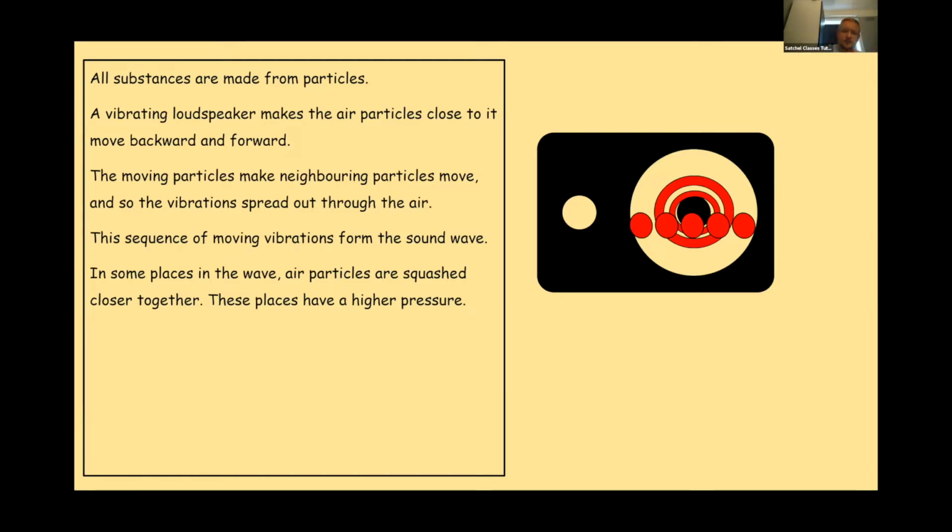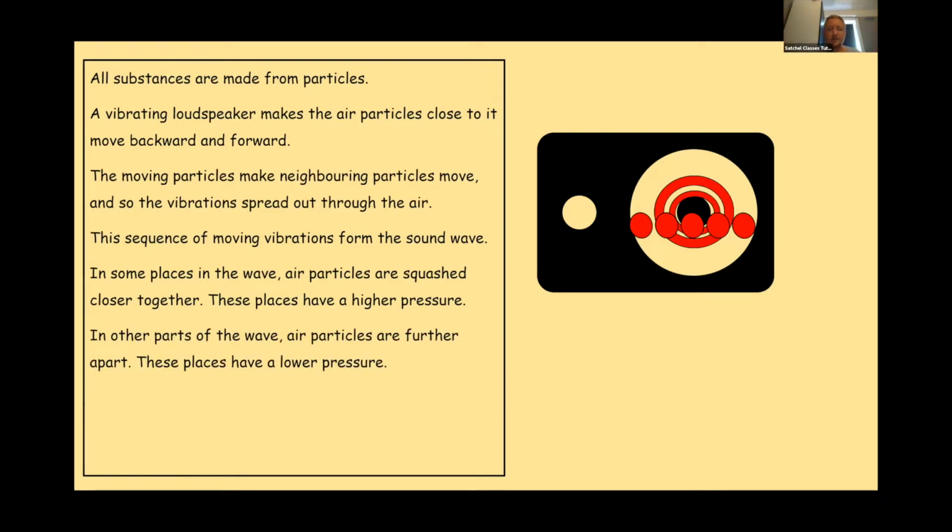Now, in some places in the wave, air particles are squashed closer together. That's because some are moving forward as some are moving back. Where they're squashed together, these places have a higher pressure. In other parts of the wave, air particles are further apart. That's where one line of particles has just hit another line and they're bouncing away from each other, so they're spreading out. These places have a lower pressure.